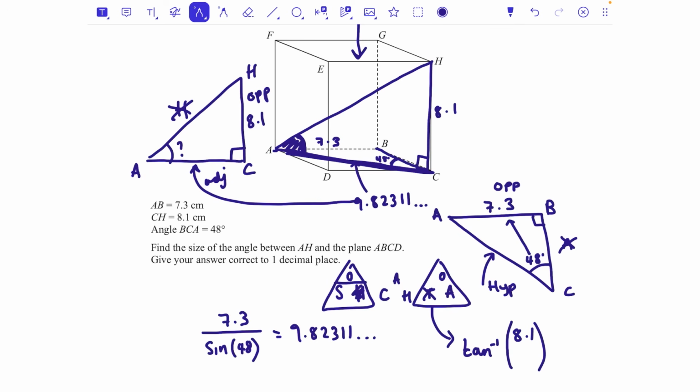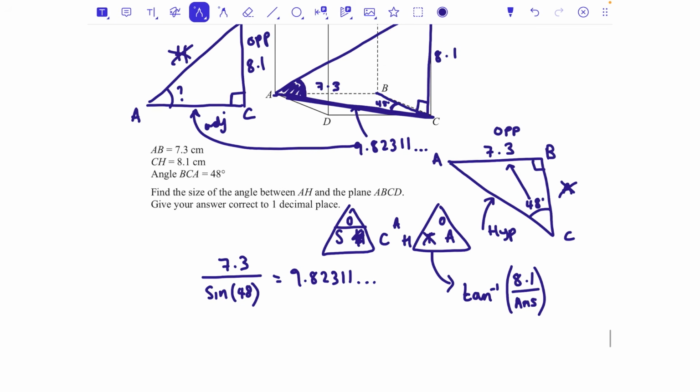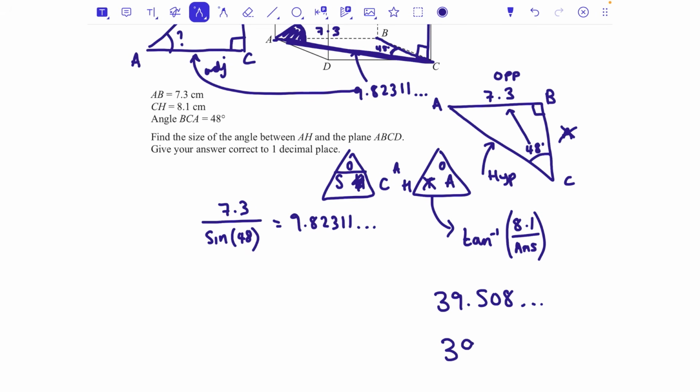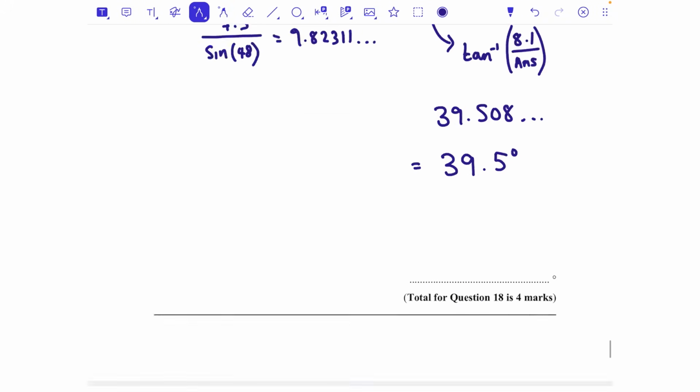So 8.1 divided by, I'm going to put answer because I've still got it in my calculator and I just want to keep it as accurate as possible. So shift tan to get tan to the minus 1. Hit your fraction button, or you can use divide. 8.1 on the top and answer on the bottom. Shutting my bracket. And that gives me an angle of 39.508. So to one decimal place, 39.5 degrees. There we go.